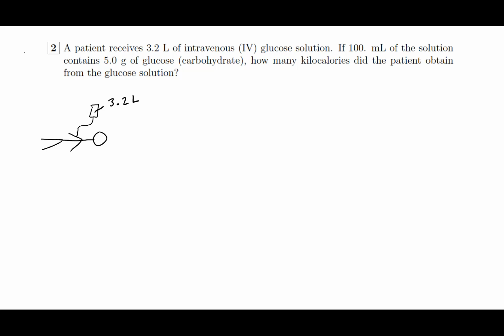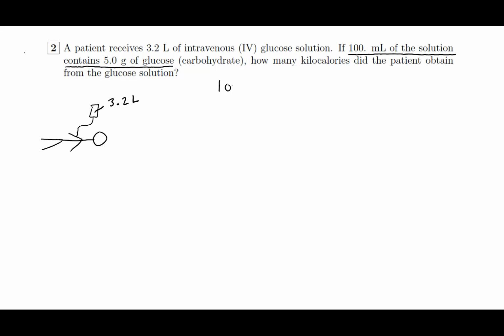Okay, so we know that this patient received 3.2 liters of this IV glucose solution. And then the problem gives us some more information. So it says if 100 milliliters of the solution contains 5 grams of glucose. So what does that mean? That means that for every 100 milliliters of this IV solution, there's 5 grams of glucose in that 100 milliliters.